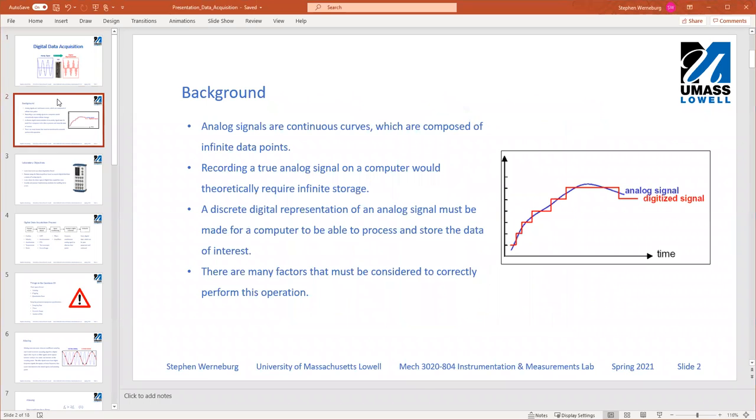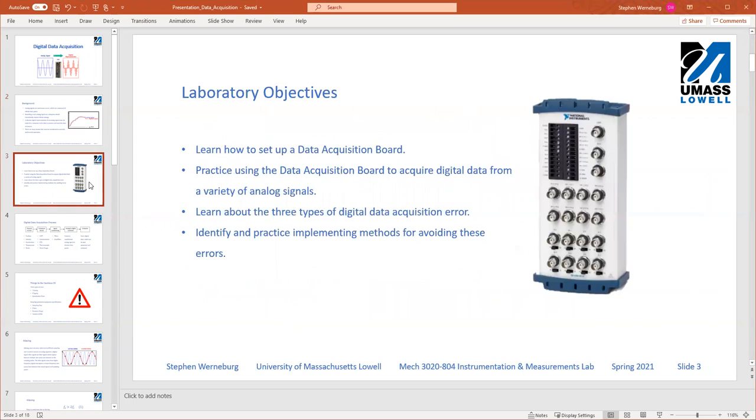To give you a background of digital data acquisition, analog signals are continuous curves which are composed of infinite data points. So recording a true analog signal on a computer would theoretically require infinite storage. A discrete digital representation of an analog signal must then be made for a computer to be able to process and store the data of interest in actuality. So there are many factors that must be considered to correctly perform this operation.